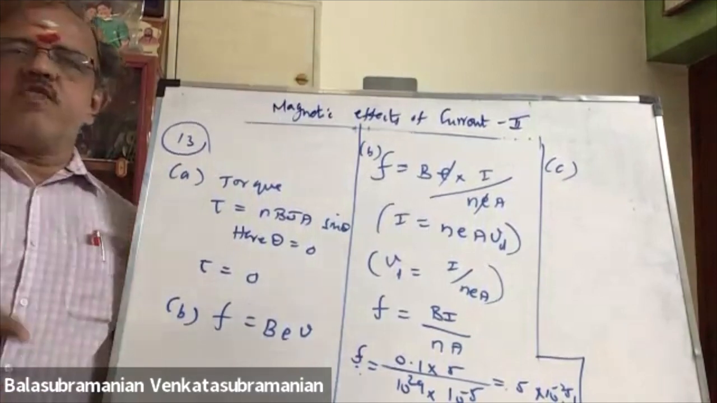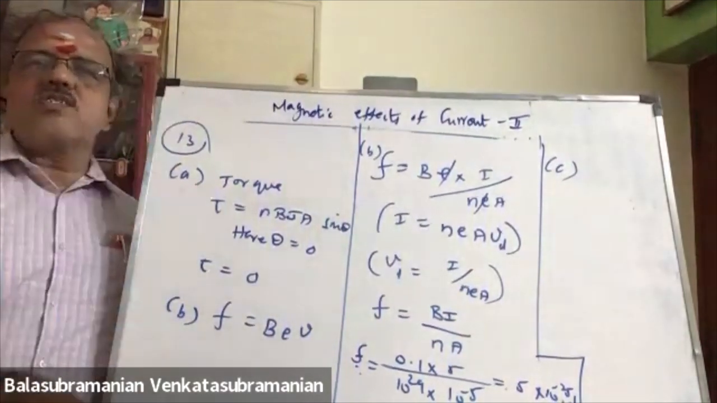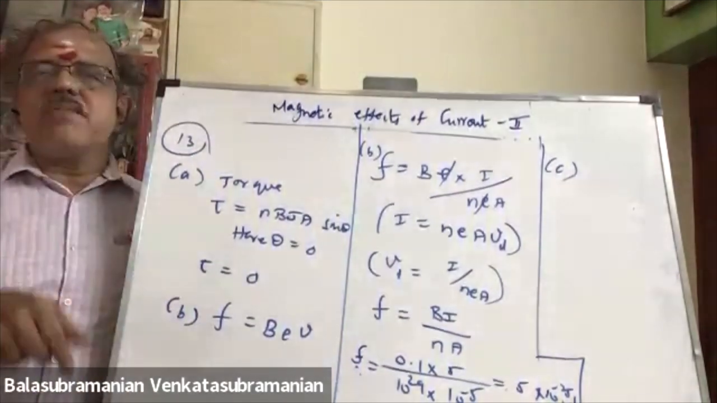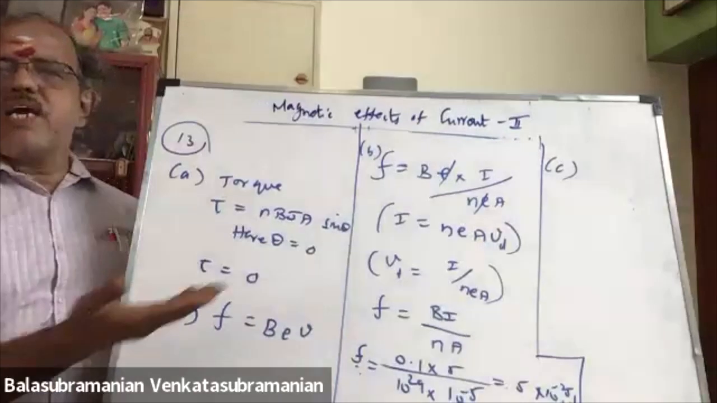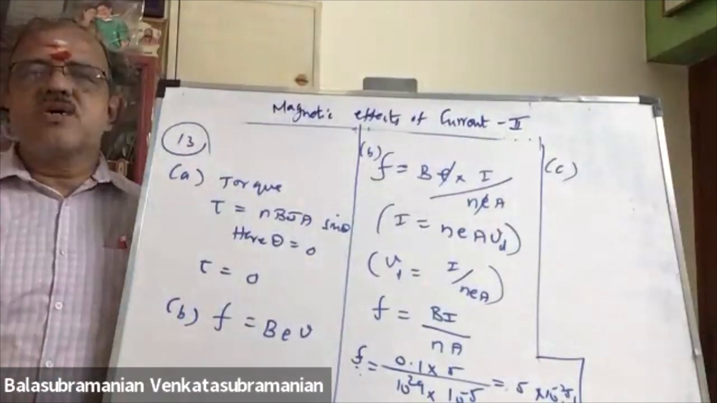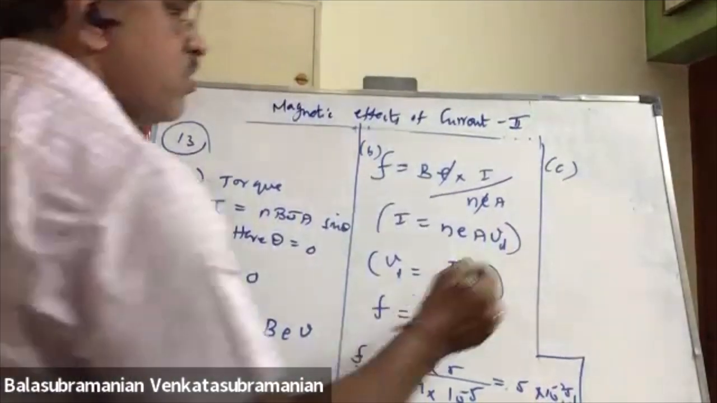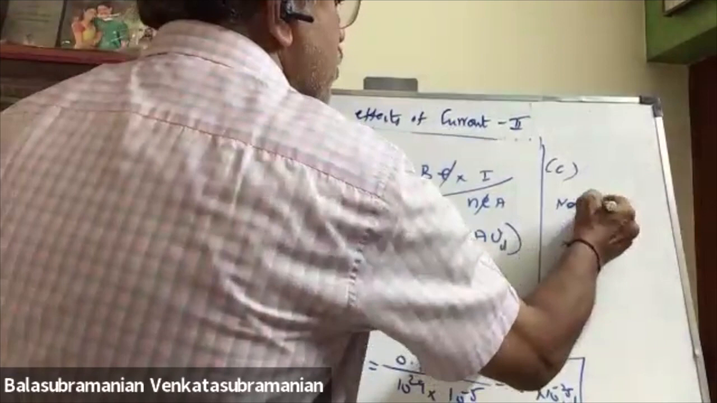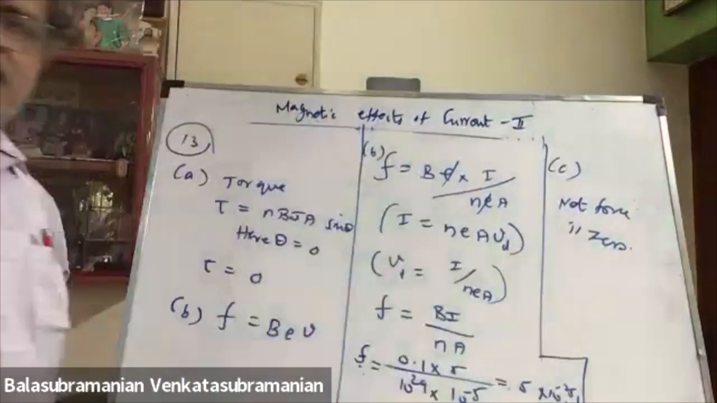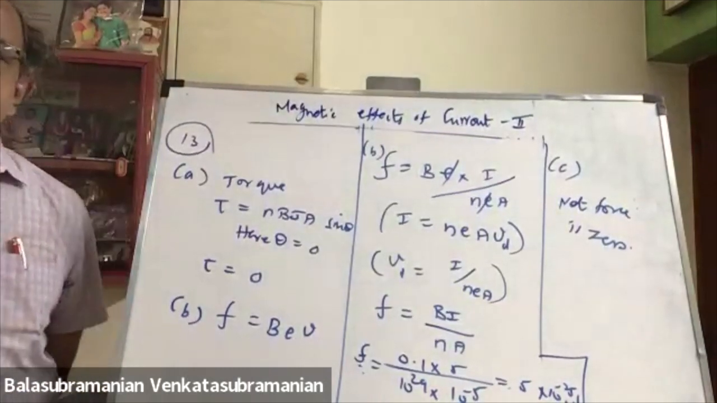In the case of rectangular coil, total force is upward and downward. These two forces have the same magnitude, but the direction is opposite, so they will get cancelled. Net force is 0. Correct?